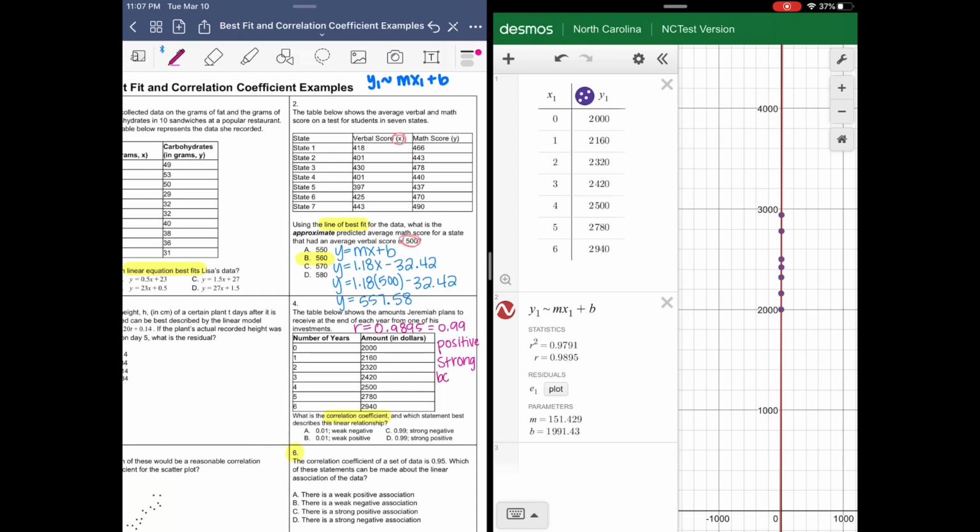I'm going to say strong because it is close to 1. Okay, so if you get a decimal number that is like 0.1, 0.2, things that are closer to 0, then that's going to be weak. But strong is anything that's close to 1.